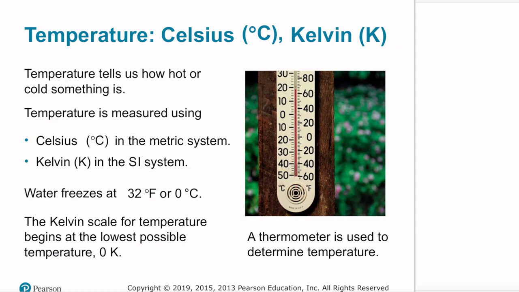For temperature, we use Celsius and Kelvin. Celsius is generally used more in the metric system, and Kelvin is the base unit for the SI system. Water freezes at 0 degrees Celsius, and we know that water freezes at 32 degrees Fahrenheit. We'll learn conversion formulas for converting between Celsius and Kelvin, Celsius and Fahrenheit, Fahrenheit and Kelvin, and so forth in a later video. Kelvin is used again as the SI system base unit of temperature, and 0 Kelvin is also known as absolute zero, which is the lowest possible temperature.